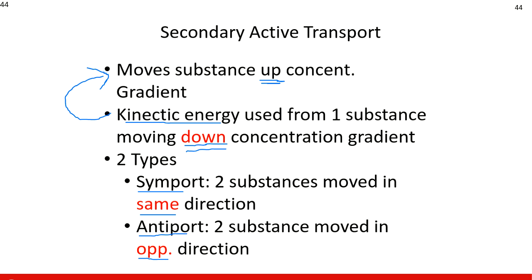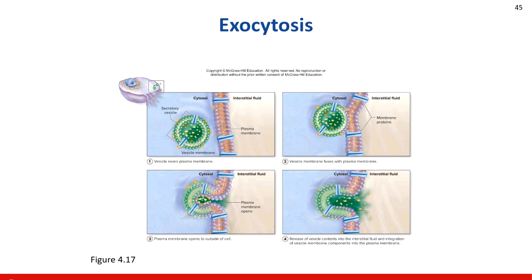But it always starts with the first substance. Substance A is going to be moved up its concentration gradient. And so with the energy that it's generating from its movement going up its concentration gradient, a second substance can move down its concentration gradient. But it can move either in the same direction as the first substance, or it can move in the opposite direction of the first substance. Okay?